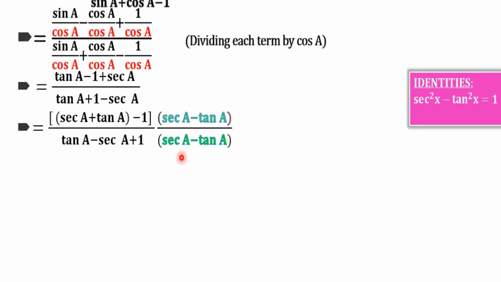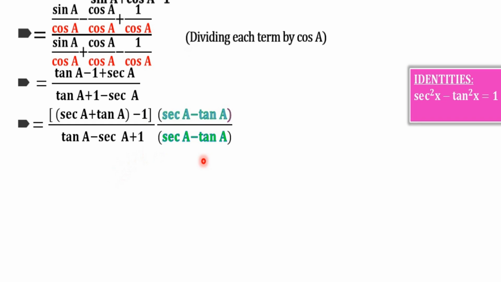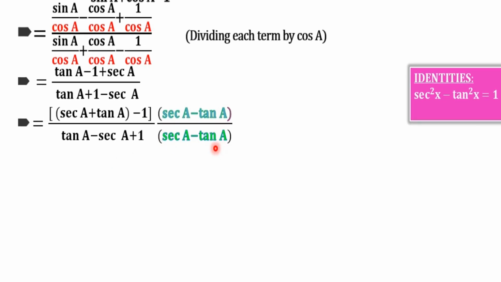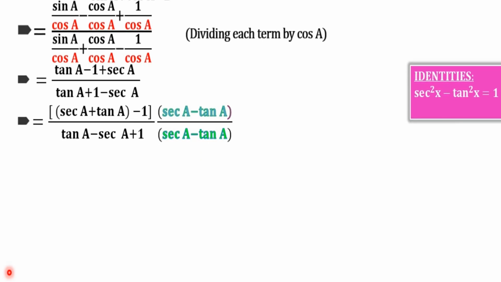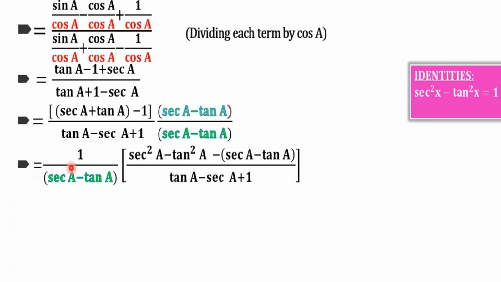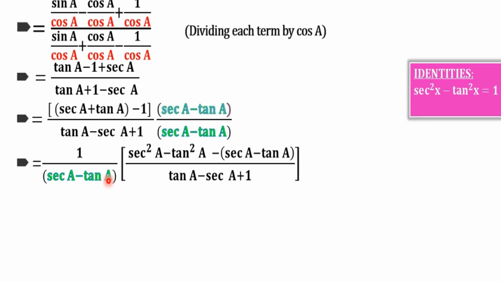So what do we need as our RHS? 1 by (sec A minus tan A). So we retain that term here, that is 1 by (sec A minus tan A), and we are not touching that term anymore.